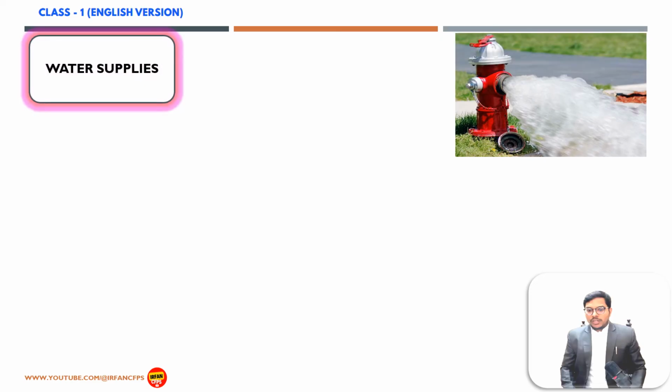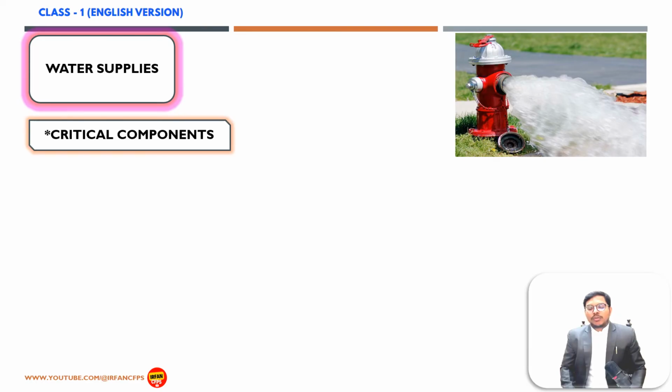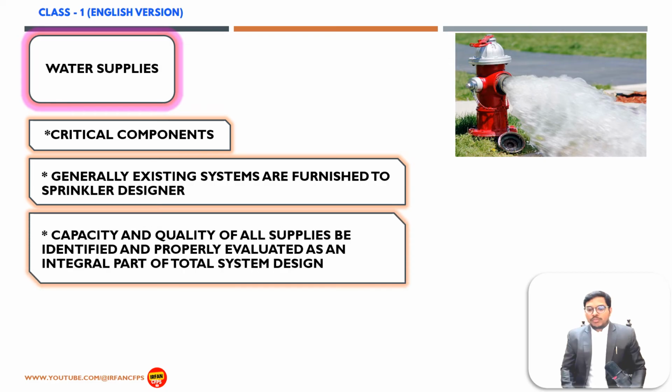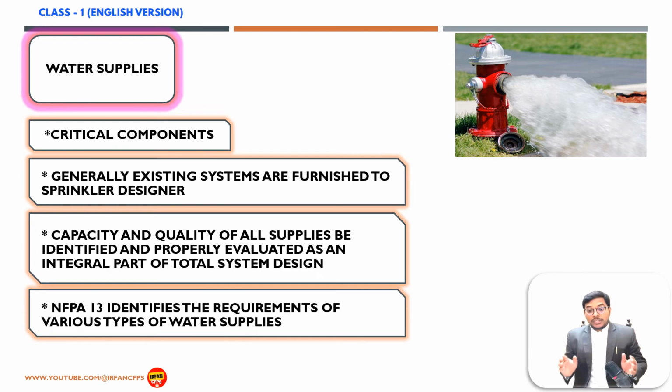Number one, as I said, water supplies. Water supplies are the critical components of every fire sprinkler system. Generally, existing systems are furnished to the sprinkler designer. It is very important that the capacity and quality of all supplies shall be identified and properly evaluated as an integrated part of the total system design. NFPA 13 identifies the requirements for various types of water supplies.